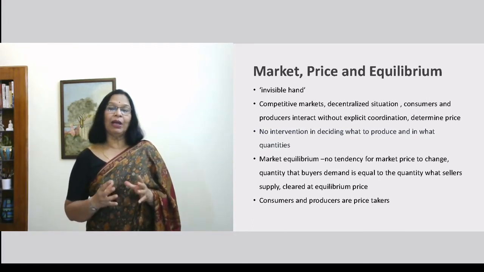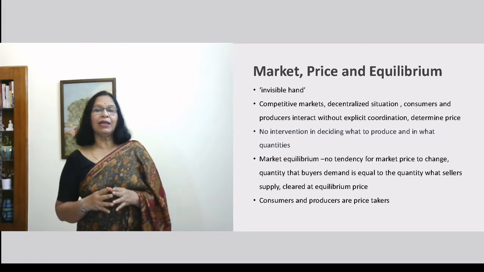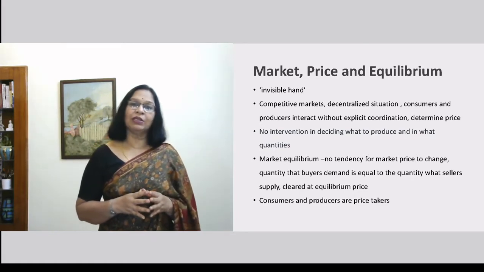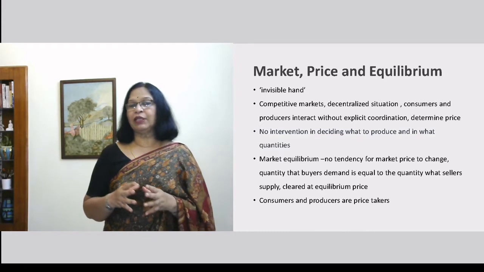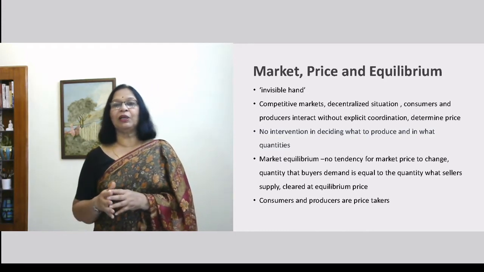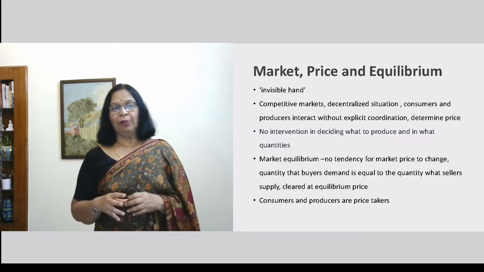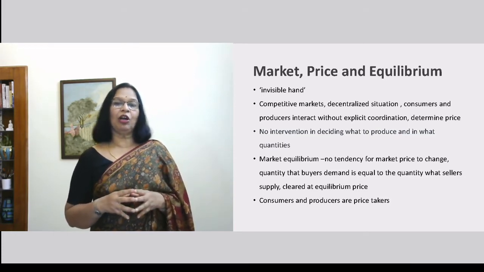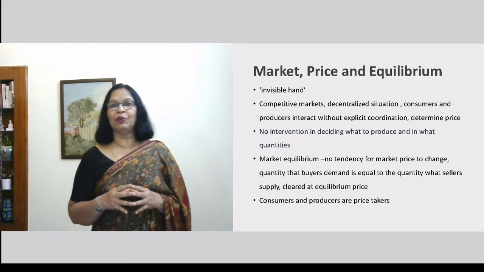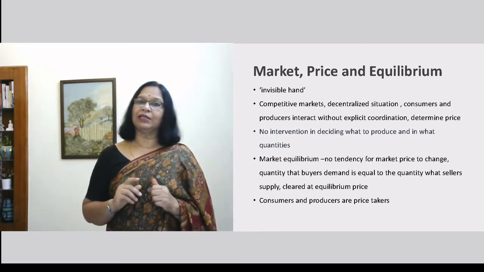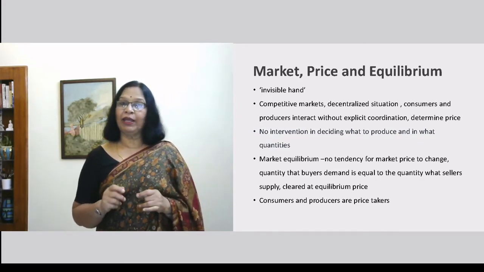So when the markets are in equilibrium, we understand that what is the consumer's demand for goods, the same is what is supplied by the producer, and therefore there are no excesses and there are no shortages in the market. In such a free market economy, we say that consumers and producers are price takers and have no role in making the price.